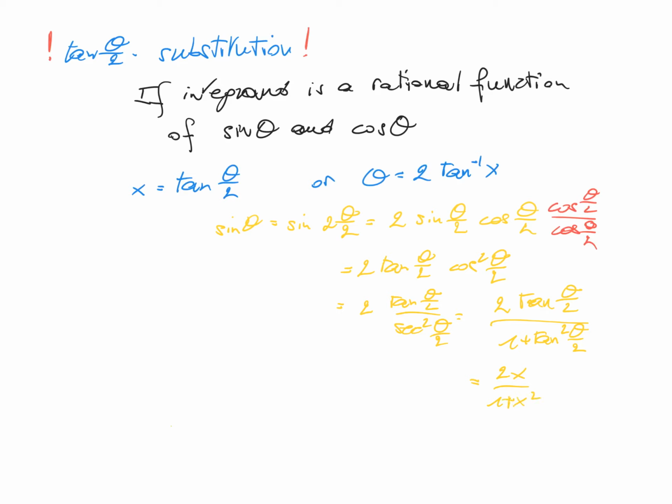You can do a similar calculation for cosine. So cosine of theta. For this one, you know cosine of theta is 2 times cosine squared theta over 2 minus 1. Then we use the same thing for cosine squared. So cosine squared is 1 divided by secant squared, is 1 divided by 1 plus tangent squared. So this is 2 divided by 1 plus tangent squared theta over 2 minus 1. So this is 2 over 1 plus x squared minus 1. And if we then put everything on the same denominator, this is just 1 minus x squared divided by 1 plus x squared. And then finally, we also have to see what dx would be.